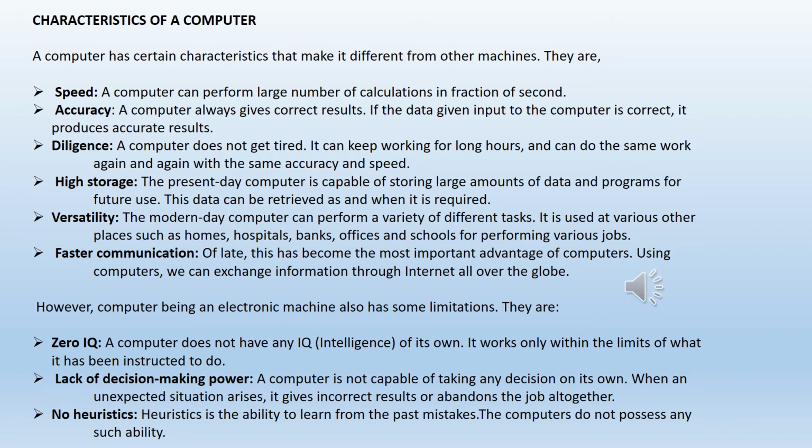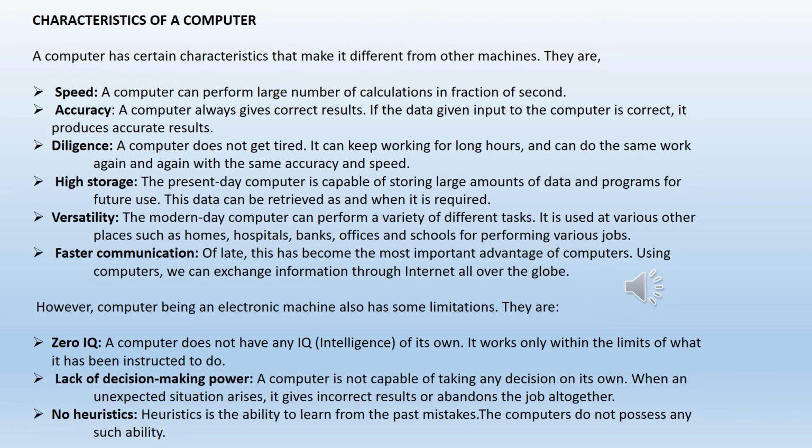Number 1, speed. A computer can perform a large number of calculations in a fraction of a second. So here we can say a computer is very fast. Accuracy. A computer always gives correct results. If the data given as input to the computer is correct, it produces accurate results. Accuracy means, children, we always get the correct answer. If we input the correct data, the final result will be accurate and correct.